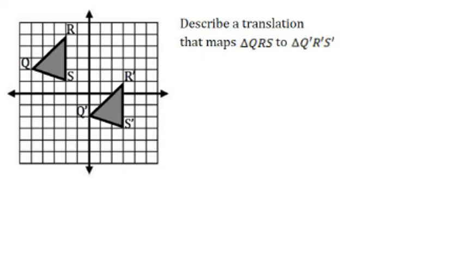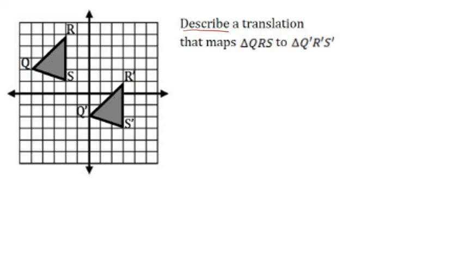In our previous two examples that we did, we actually performed the translation. So this last example, we're going to describe the translation that's happening. It's already been translated for us, this triangle, but now we're just describing what actually happened from triangle QRS to triangle Q prime R prime S prime. So we're describing a translation that maps this image to this image.